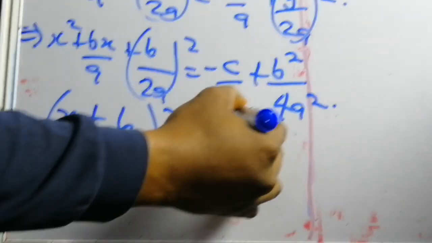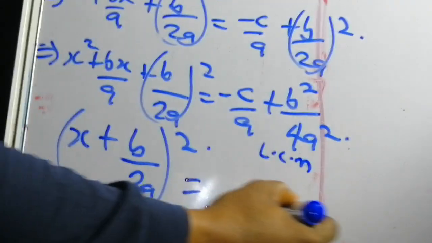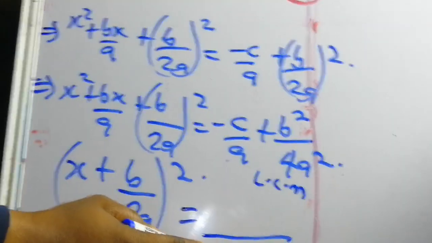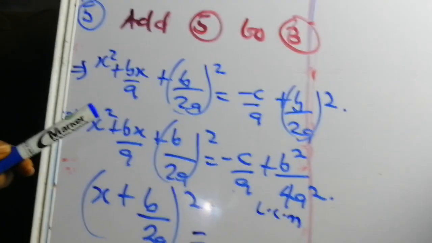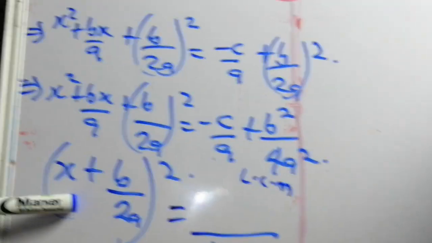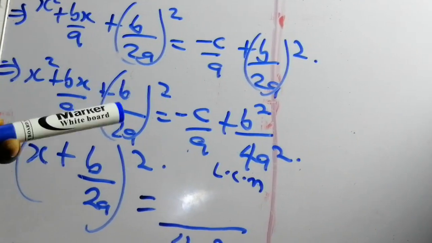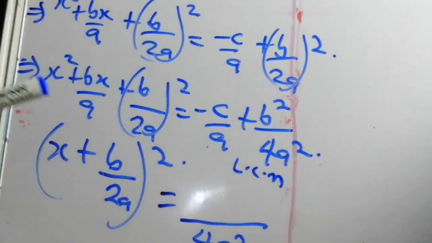So this one is the same thing. I can find the LCM here. What's the LCM? LCM here is 4a squared. Okay, now 4a squared divided by 4. What you just try and look at this very well. Expand this. Write this one 2 times. X plus b over 2a in bracket, another x plus b over 2a. Expand it. X times x, x squared.